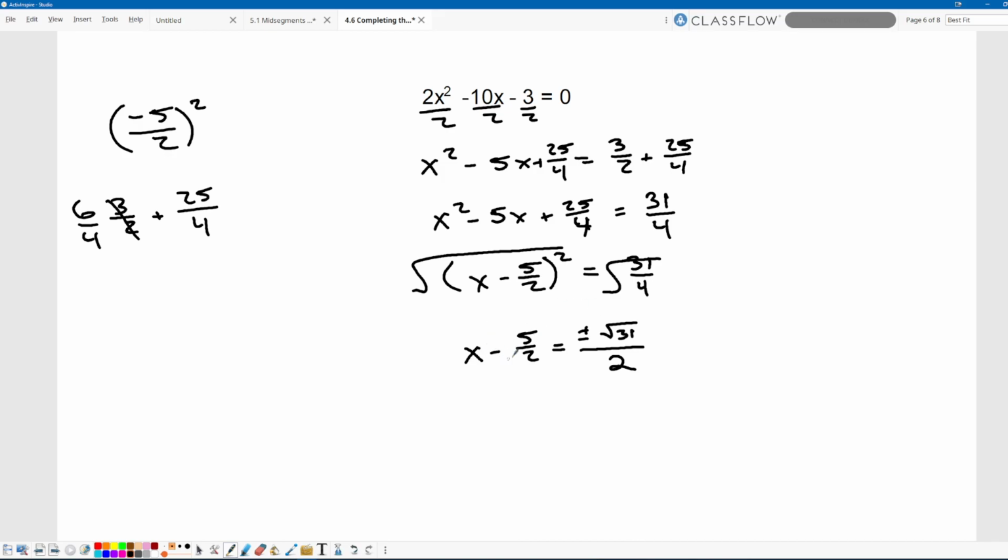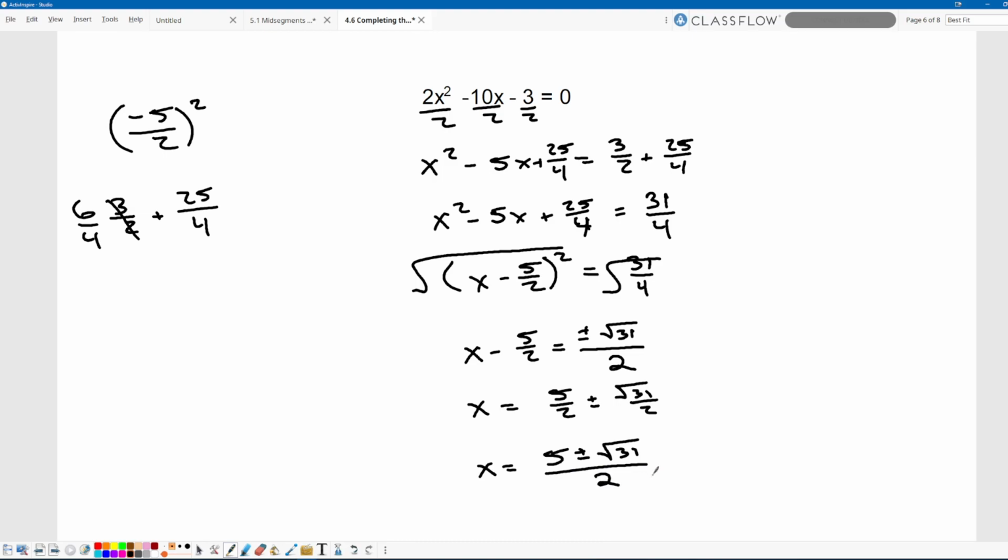Then I'm going to go ahead and move this 5 halves to the other side, so we'll add 5 halves. So x is equal to 5 halves plus or minus the square root of 31 halves. Because I have a common denominator, we can just write this as one overall fraction. So x is equal to 5 plus or minus the square root of 31 over 2.